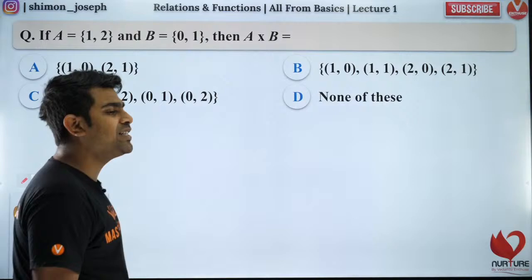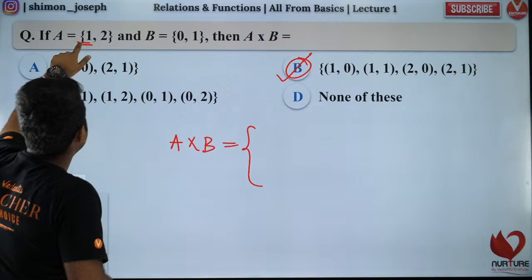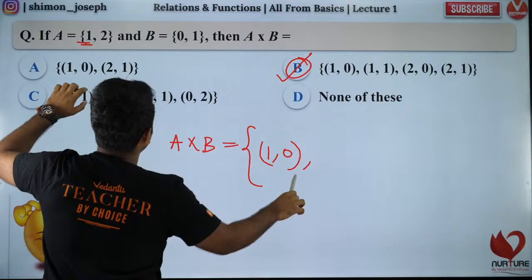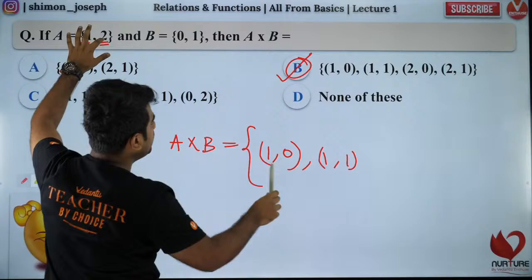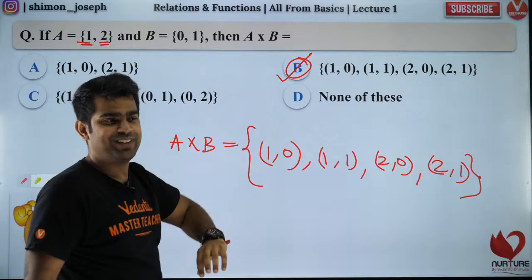Why? Because when I say A cross B, what do, my dear children? I take the first element of A and complete ordered pair with the elements of B. So 1 comma 0, one ordered pair. 1 comma 1, that will be one ordered pair. Now that is done. So 1 is over, take 2. So now 2, it will be 2 comma 0 and it will be 2 comma 1. I hope you got that.